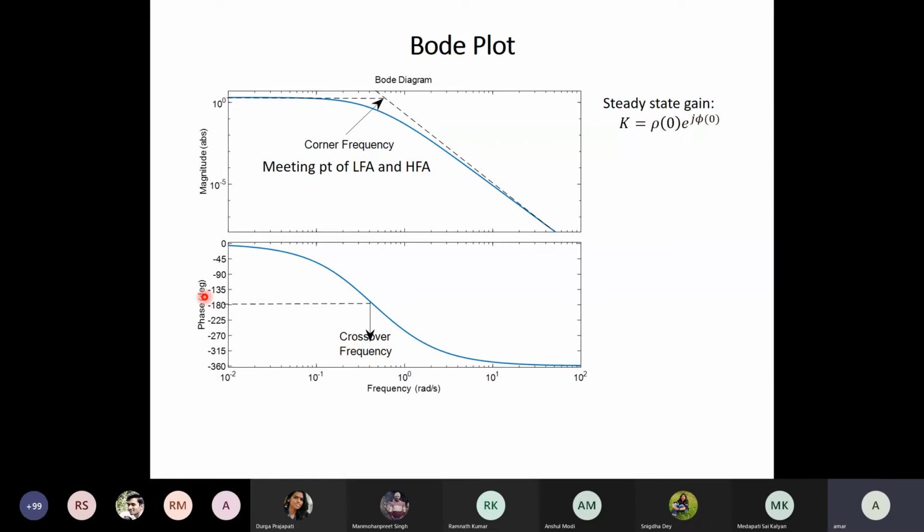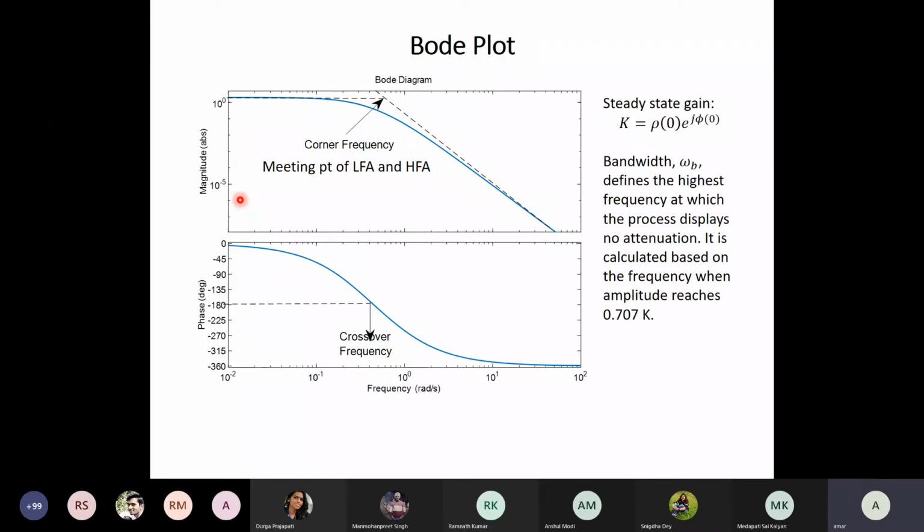We can calculate the steady state gain from here, k, which will be rho 0 e to the power j phi 0, which means this value is basically nothing but the steady state gain at frequency 0.